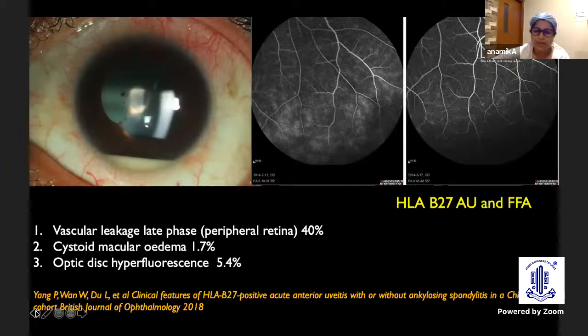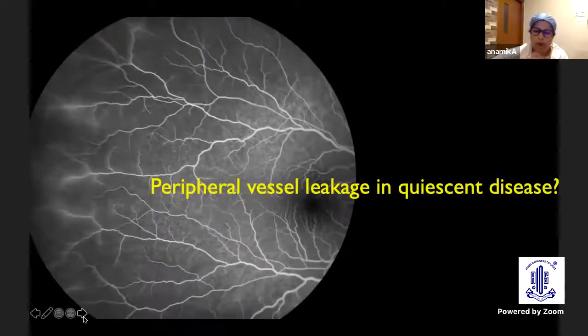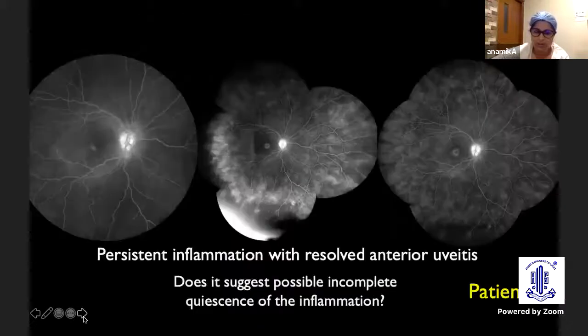To sum up, the three fluorescein angiogram pictures that one may get to see in a case of anterior uveitis, when you're doing the wide field, would be peripheral retinal vascular leakage, followed by optic disc hyperfluorescence, and in some cases, cystoid macular edema. So I've spoken about the cases where the inflammation was active. But how about those cases where you see such peripheral retinal vascular leakage in quiescent disease, where the anterior uveitis has resolved?